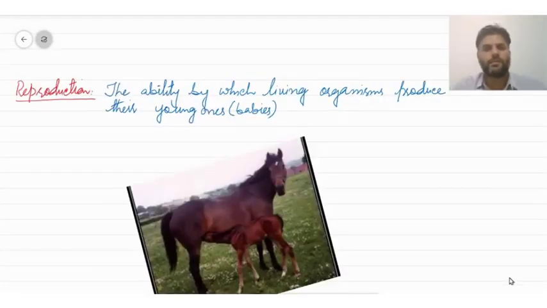Reproduction: the ability by which living organisms produce their young ones, that is their babies. Every organism is producing its babies. It is also one of the characteristic features of living organisms, that is reproduction.